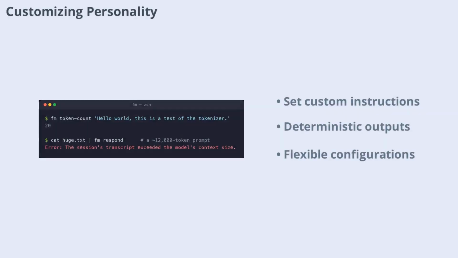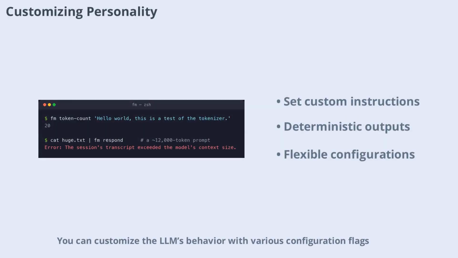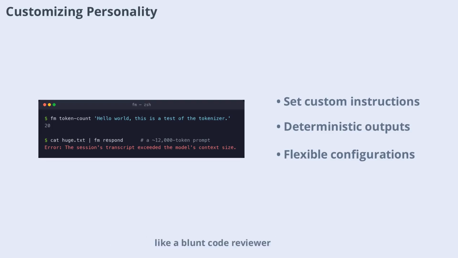You can customize the LLM's behavior with various configuration flags. For example, Instructions lets you set a system prompt, giving the model a specific personality or role, like a blunt code reviewer. The Greedy flag makes answers more deterministic, which is useful for scripting. You can also set your default model or adjust safety filters for creative tasks. These options make the LLM flexible and reliable for different workflows.